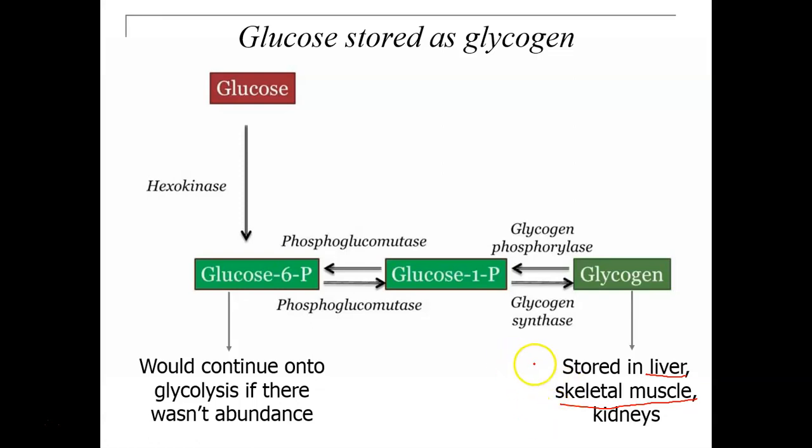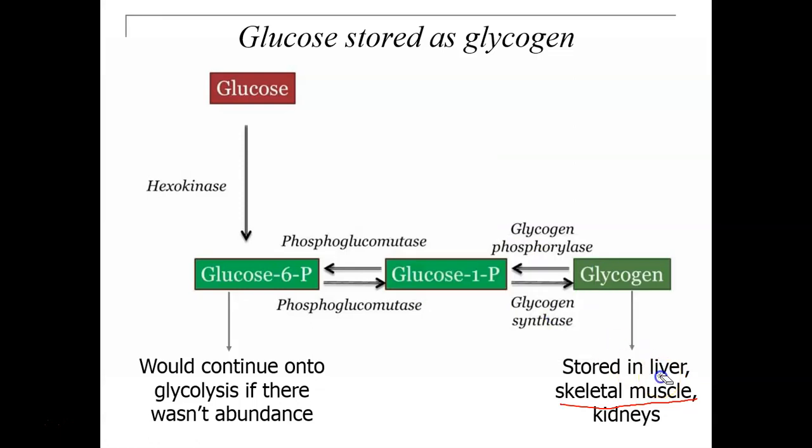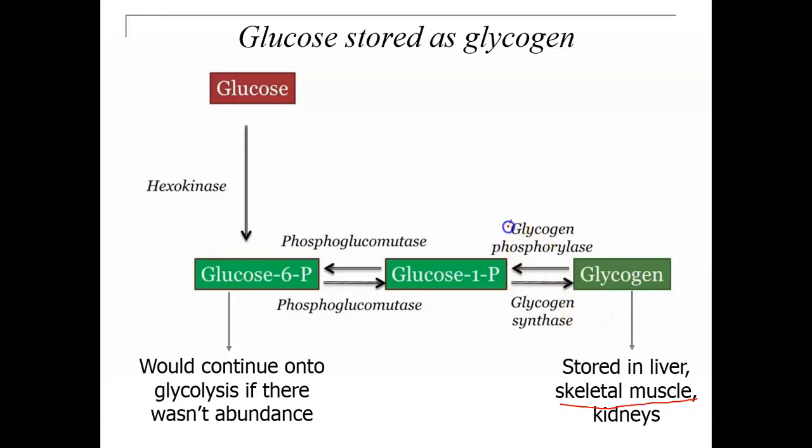So if skeletal muscle doesn't have this, if skeletal muscle does not have glycogen phosphorylase, it cannot convert glycogen back into glucose 1-phosphate. This doesn't happen. So skeletal muscle, again, is a hoarder. It holds on to that glucose, or that glycogen, for itself.